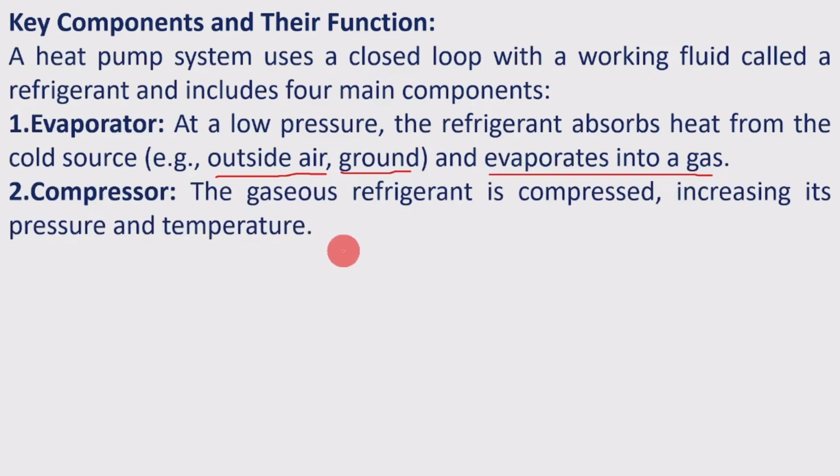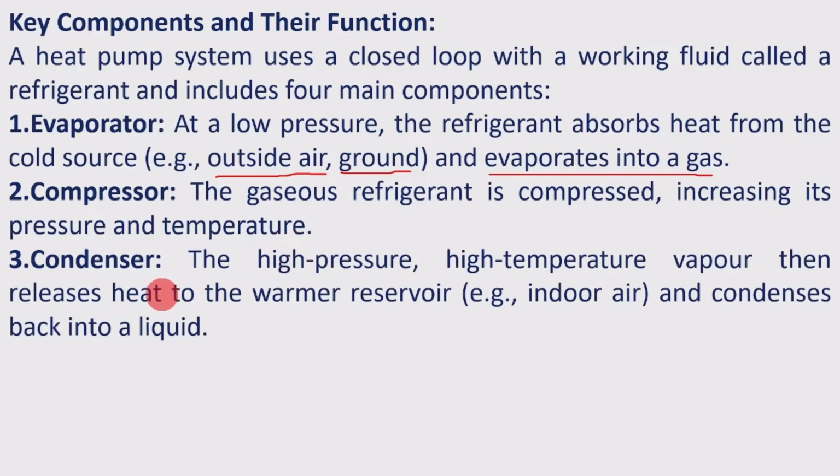Then the second one is a compressor. The gaseous refrigerant is compressed, increasing its pressure and temperature. When the gaseous refrigerant is compressed, its pressure and temperature both will increase. Then that compressed gas will move to the condenser.